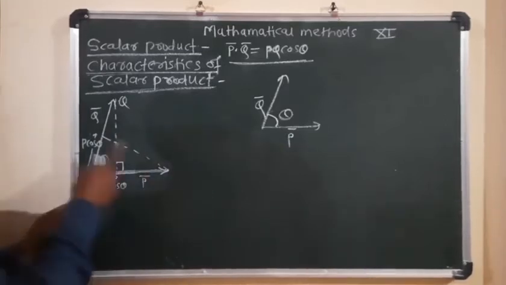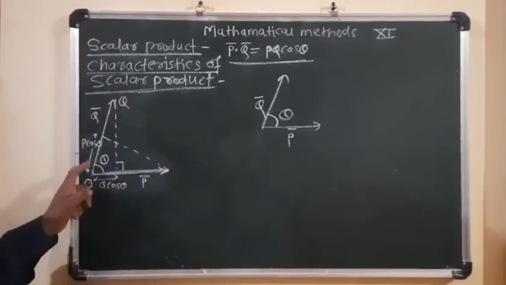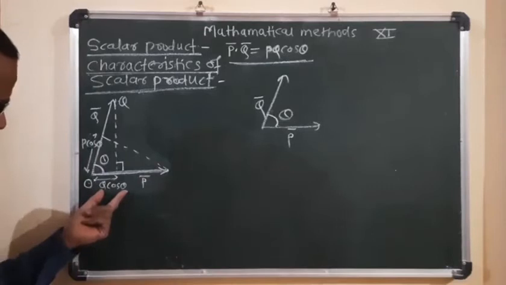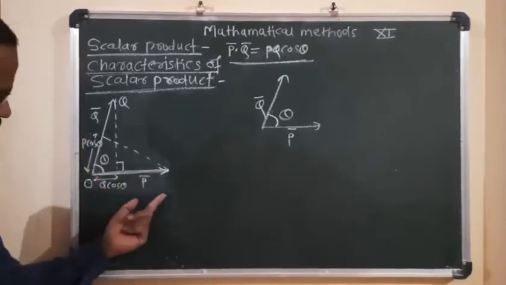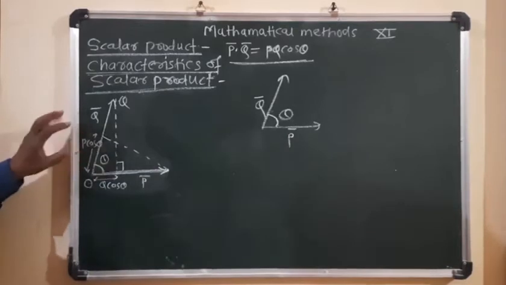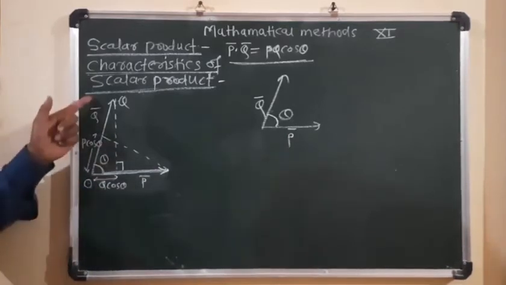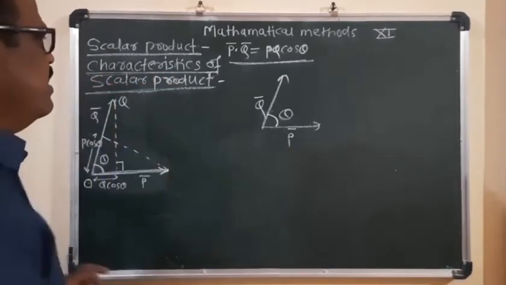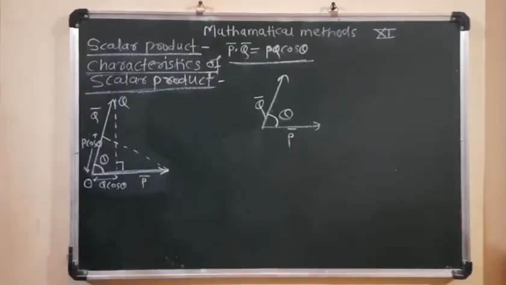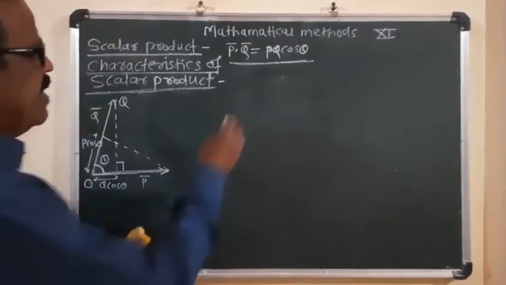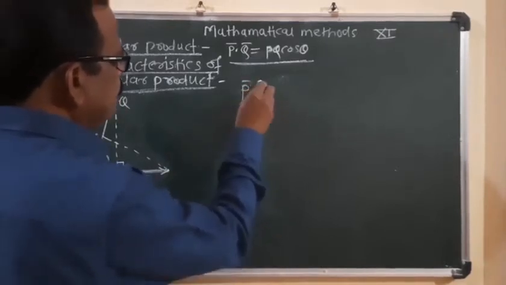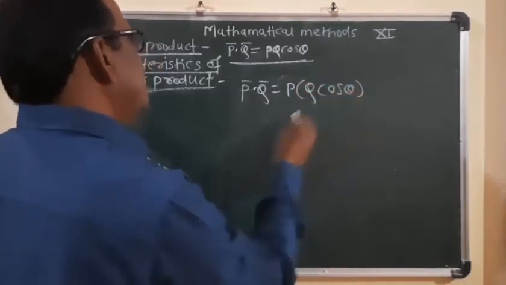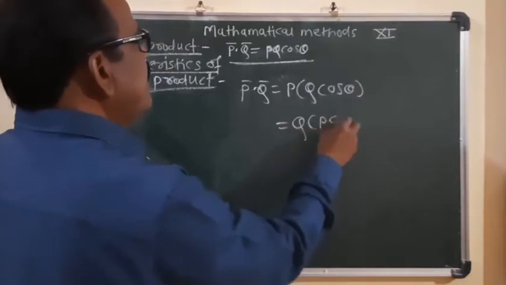This vector p bar, the another vector is q bar. Angle between these two vectors is equal to theta. Then q cos theta is the component of vector q bar in the direction of p bar, and p cos theta is component of p bar in the direction of vector q bar. Then first characteristics of scalar product of two vector is, first, p bar dot q bar is equal to p into q cos theta, which is equal to q into p cos theta.